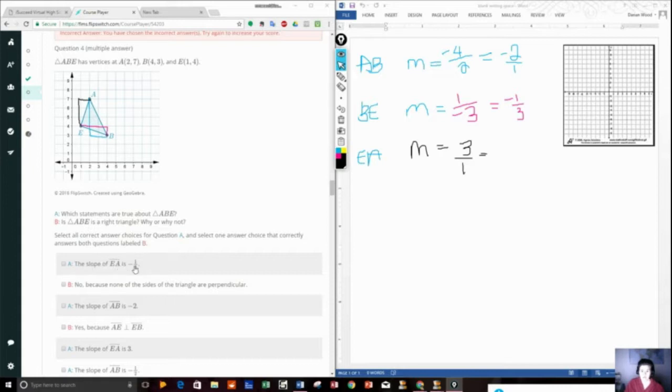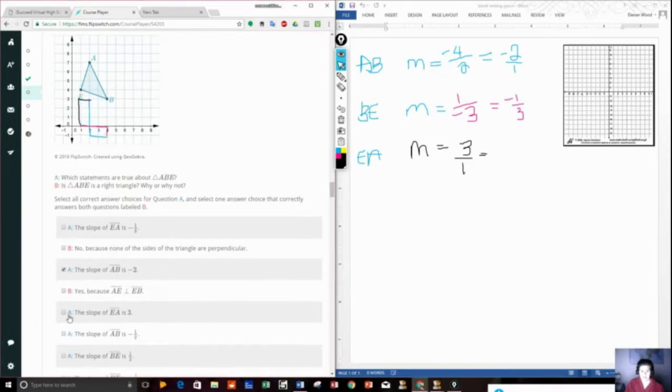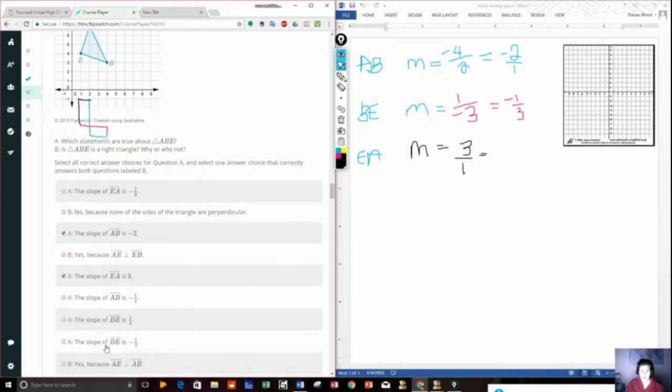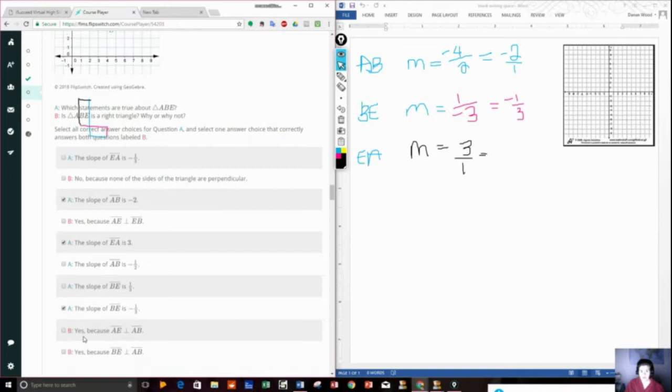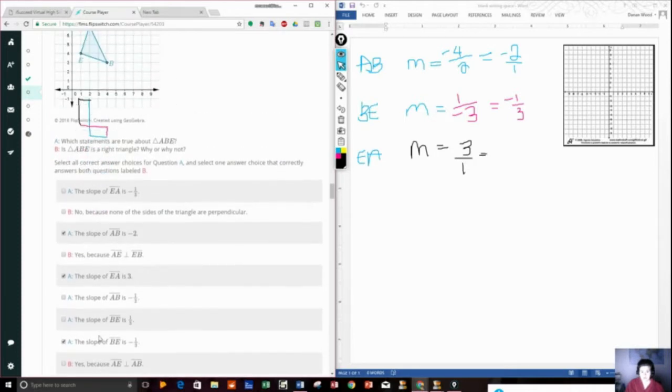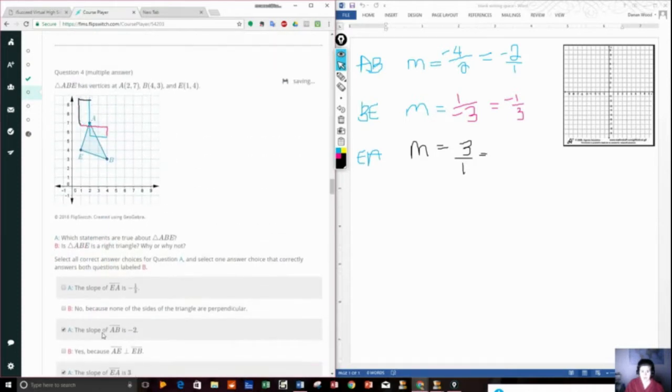So the slope of EA is negative 1/3. No. The slope of AB is negative 2. Yes. The slope of EA is 3. Yes. The slope of AB is negative 1/2. No. The slope of BE is 1/3. No. The slope of BE is negative 1/3. Yes. Alright, so there's our options for A.